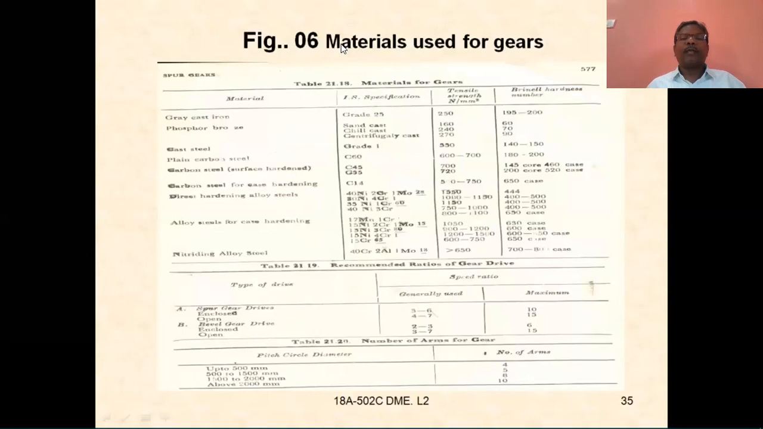And materials used for gears. For gray cast iron, for example, the IS standard specification is grade 25, where the tensile strength is 250 newton per mm square and the Brinell hardness number is 195 to 200. Similarly, phosphor bronze, cast steel, and plain carbon steels are also standardized, and different materials you can see in this. Nitriding alloy steels, alloy steels for case hardening, direct hardening alloy steels, carbon steel for case hardening, and carbon steel for surface hardening are there, with different codes for gears, tensile strength in newton per millimeter square, and hardness numbers. Like this, the gears and their materials are also standardized.